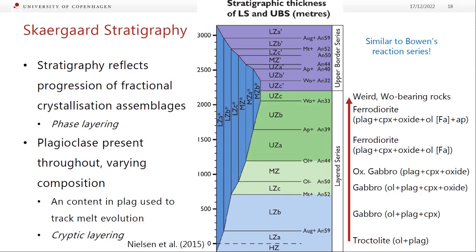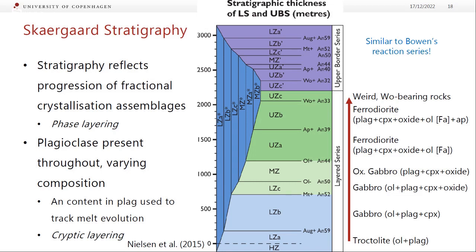What's really cool in this Skagerrak stratigraphy is because we basically just have one batch of magma crystallizing, we can see this progression of different fractional crystallization assemblages from this magma. Even though this diagram shows the stratigraphy for all three series, I've just put the names on the layered series. You can see the lines joining to the marginal border series and the upper border series, and you can see that they've got the same kind of labels, right? So we see LZA in all three of them.